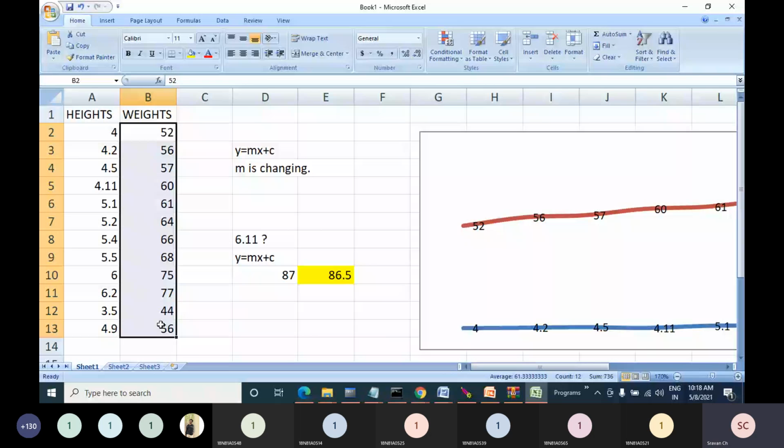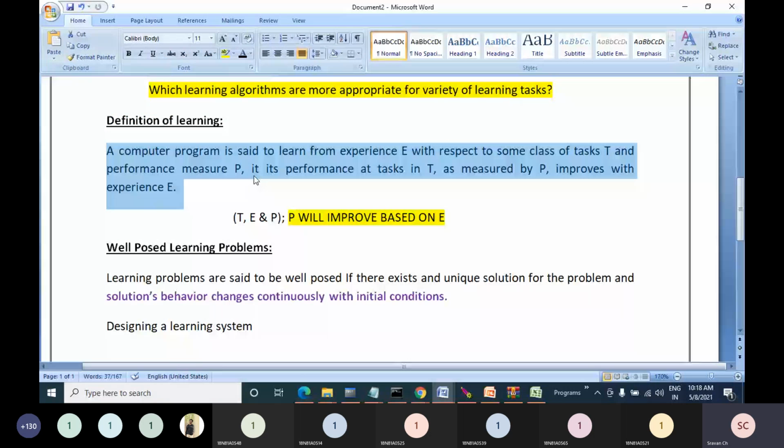When a model gets trained, it will get the experience, it will get the knowledge. So what do you mean by experience? I hope you understood, right, from that heights and weights example. So a computer program is said to learn from experience. So now I don't think you have any confusion about how computers will learn. Computers cannot learn, they are not human beings. We will write programs such that computers will learn from experience.